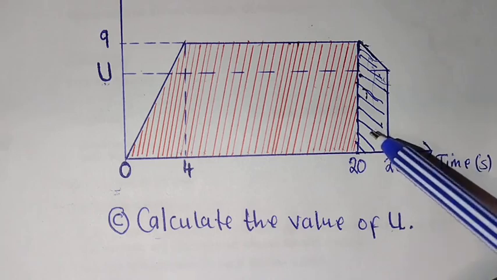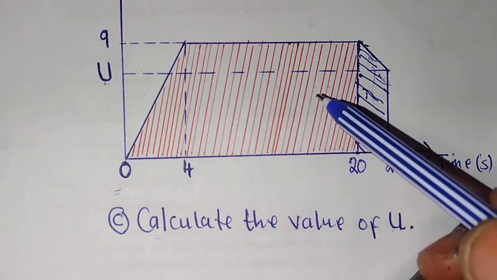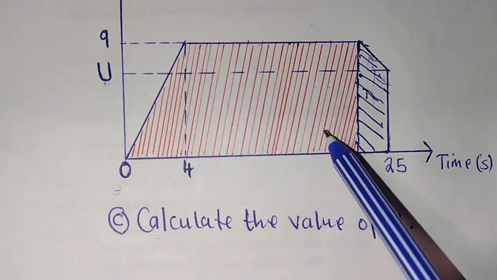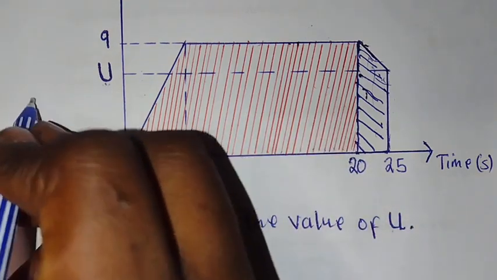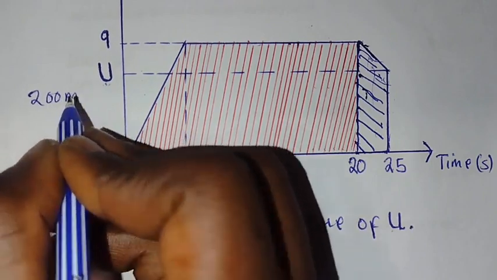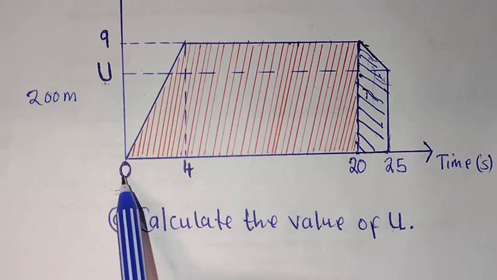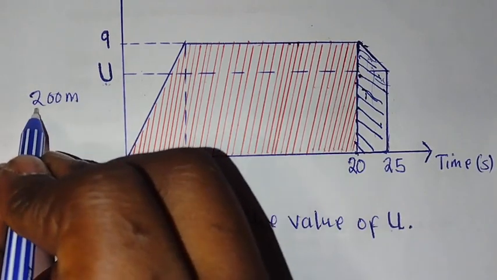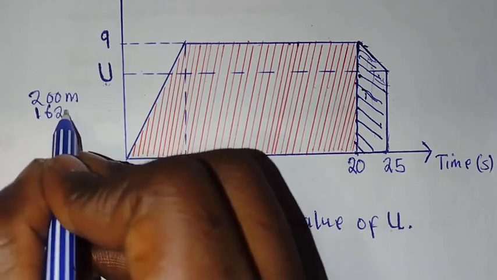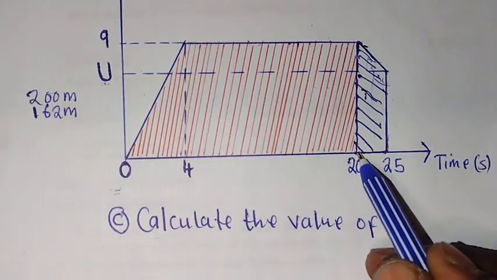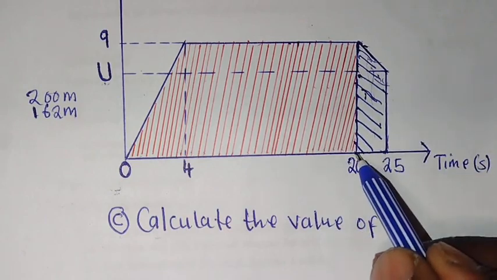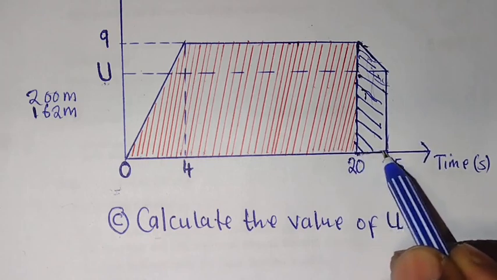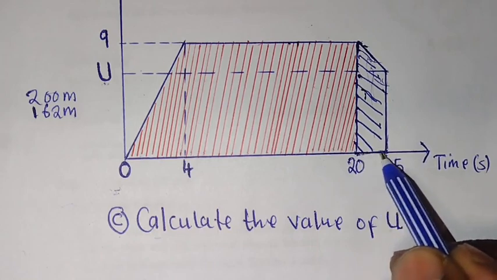If you remember, in the question they said a sprinter runs a race of 200 meters. So the total distance of this motion was 200 meters. We did find the distance in the first 20 seconds, from 0 to 20, and we said the distance is 162 meters. Since we are considering this shape, we are going to find the distance in the last 5 seconds.